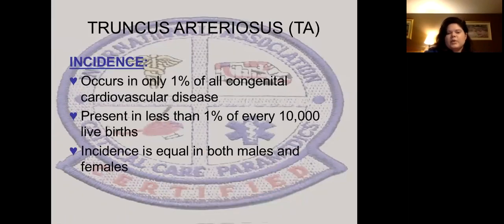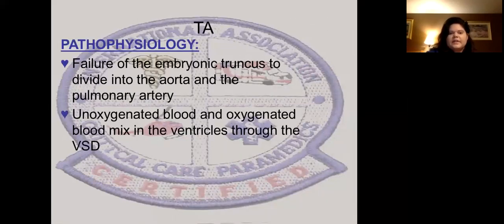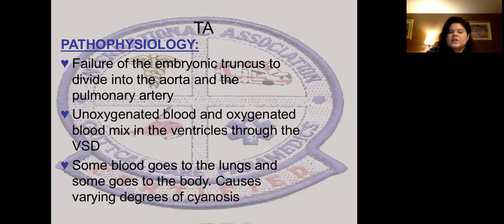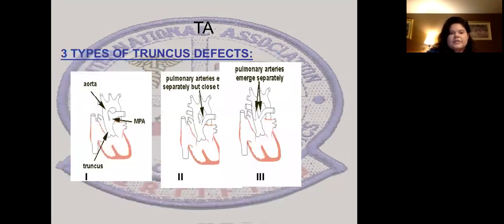So it's going to occur in only 1% of all congenital cardiovascular diseases. It's equal in both male and female. So you've got failure of the embryonic truncus to divide into aorta and the pulmonary artery. So your unoxygenated blood and oxygenated blood mix in the ventricles through the VSD. Some blood gets to the lungs and some goes to the body. It's going to cause varying degree of cyanosis based on how large the area is and how much blood's getting to that area. And this is what it looks like. So they never actually fully separated the aorta and the pulmonary artery, right?